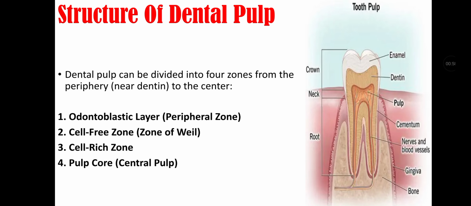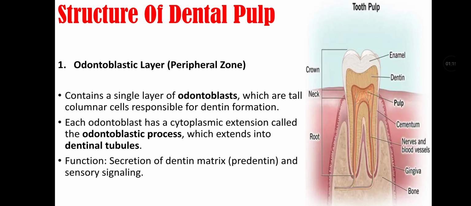Structure of dental pulp. Dental pulp can be divided into four zones from the periphery near dentine to the center. They include odontoblast layer, that is peripheral zone, cell-free zone, that is also called as zone of Weil, cell-rich zone, and pulp zone. First layer is odontoblastic layer, that is also called as peripheral zone.